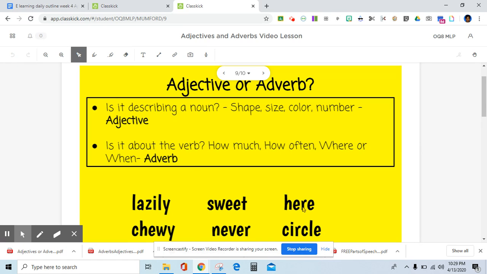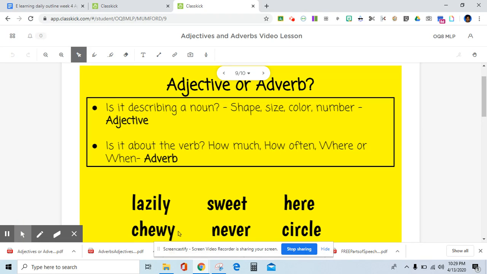Here, think of a sentence. I want you to put it here. Is it telling me the shape, the size, the color, or the number? If it is, it's an adjective. If it's telling me how much, how often, where, or when, it is an adverb. Chewy. I ate a chewy cookie for dessert.